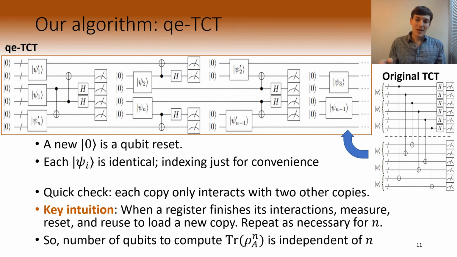And you can make a quick check between the original TCT and the qubit-efficient TCT, and note that in both cases, each copy of psi only interacts with up to 2 other copies. And this leads us to the key intuition that when a register finishes its interactions with the other copies, that register has no more work to be done. We can then measure that register, reset it, and reuse it to load a new copy. And we can repeat that as necessary. This is what allows us to compute trace rho to the n using a number of qubits totally independent of n.